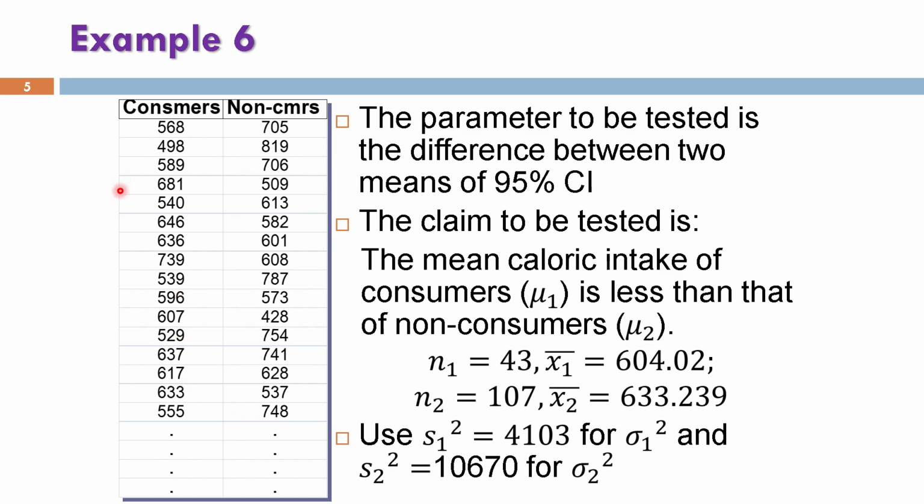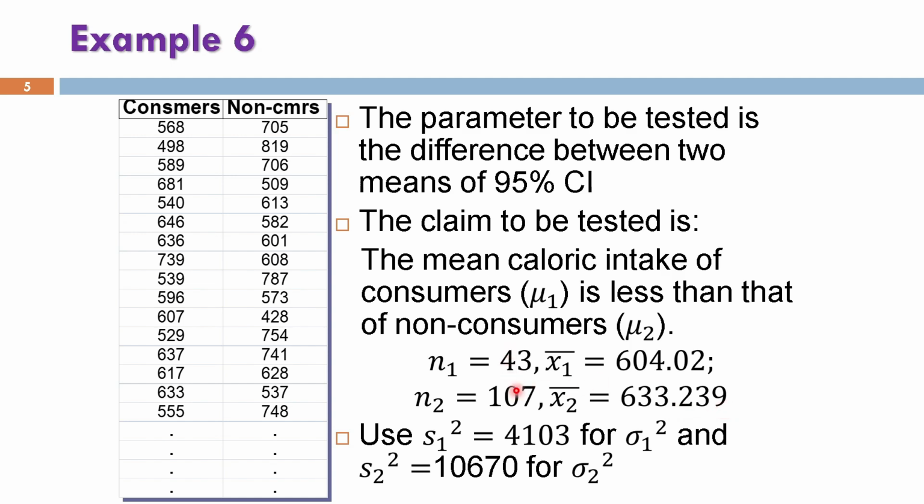So we got totals, consumer and non-consumer total is 150. The data just shows some of it only. Whereas n1 is those who consume high fiber during the breakfast, number of samples is 43. n2 are those who didn't consume high fiber during breakfast, so number of samples is 107. The mean for sample 1 is 604.02, mean for sample 2 is 633.239.